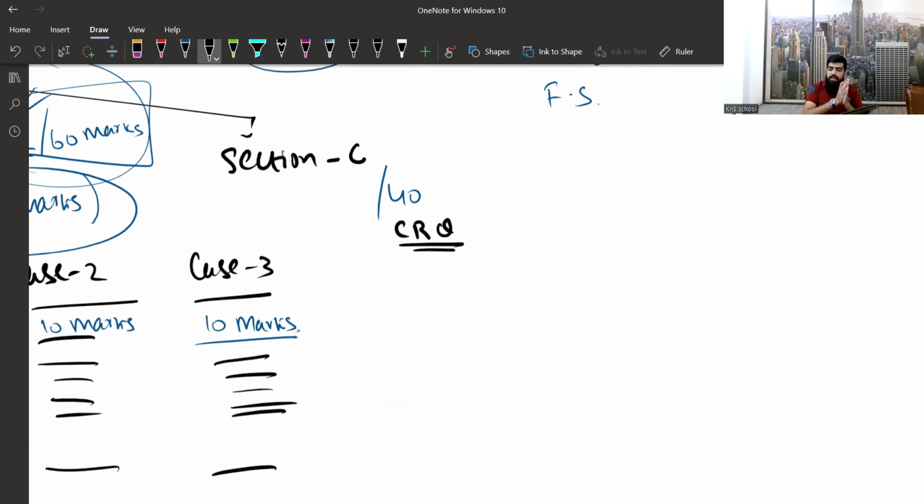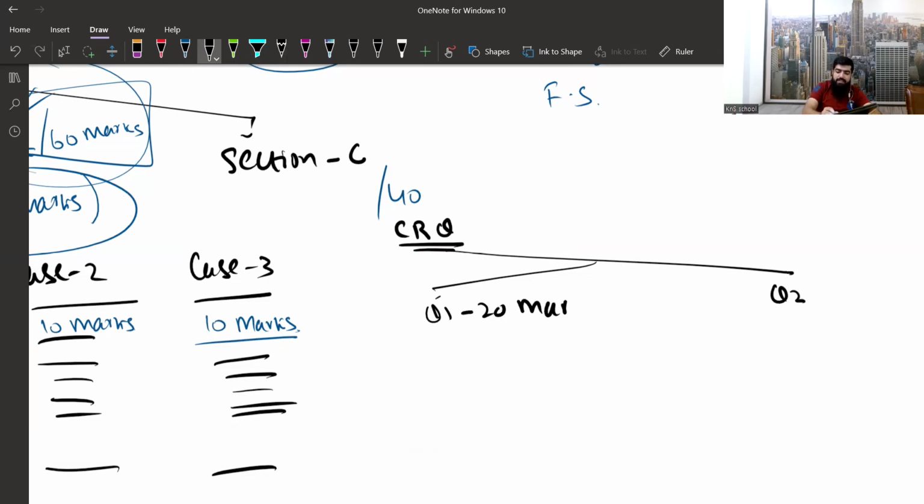Now that is a very different area with respect to the financial reporting paper, as in your previous studies you must not have attempted such kind of questions or the area in your previous exams. So, constructive response questions: there will be two questions, question number 1 and question number 2. Question number 1 will obviously carry 20 marks, and question number 2 will carry the remaining 20 marks.